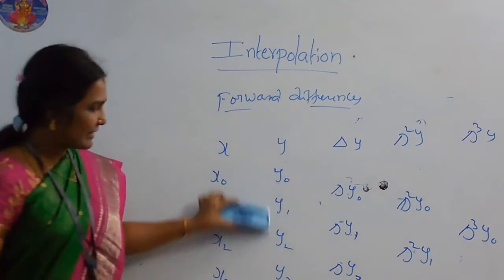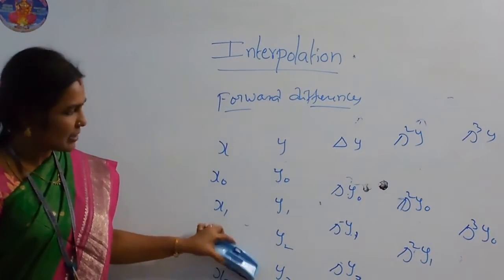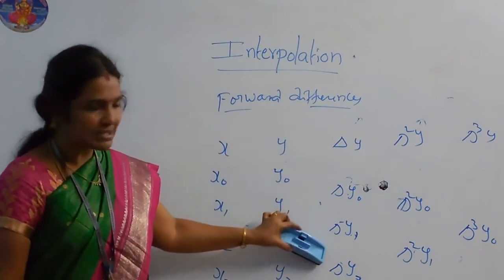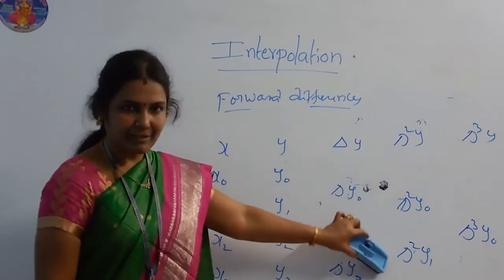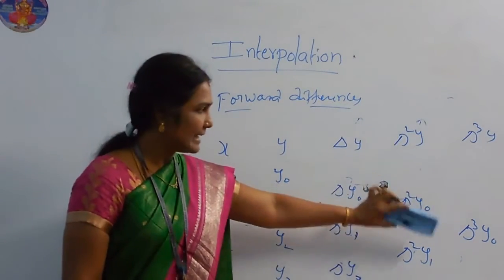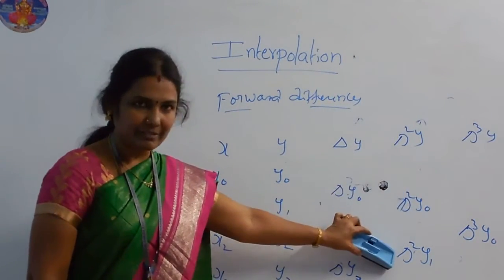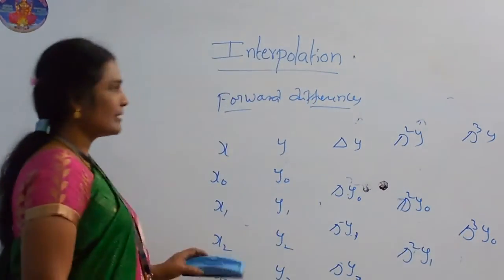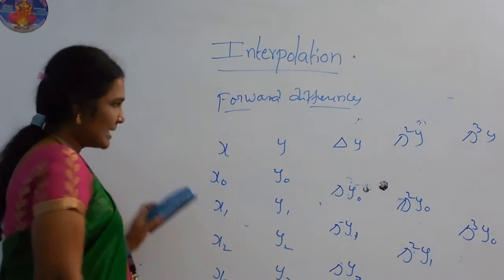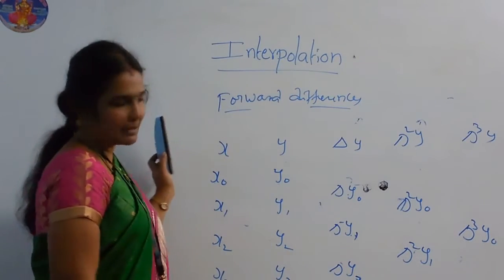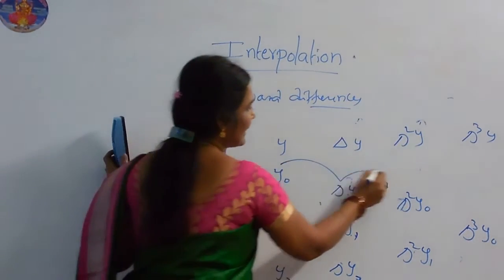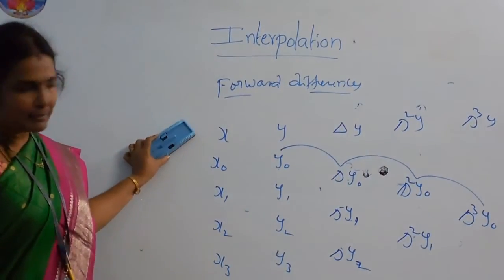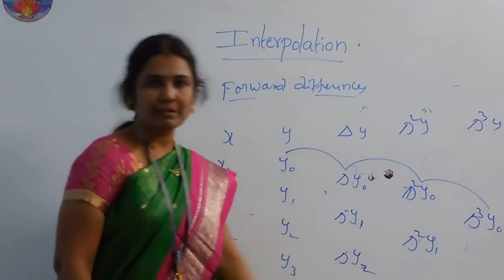So the differences of y values are known as first forward differences, the differences of first forward differences are second forward differences, and again the differences of the second forward differences are known as third forward differences. So like this we can form the difference table. And in the forward difference table, all the starting of the table values are important.